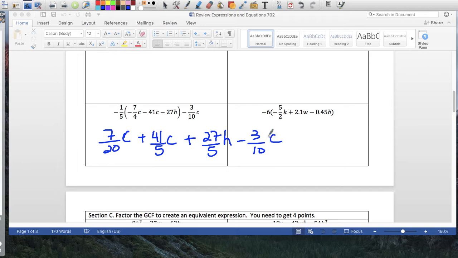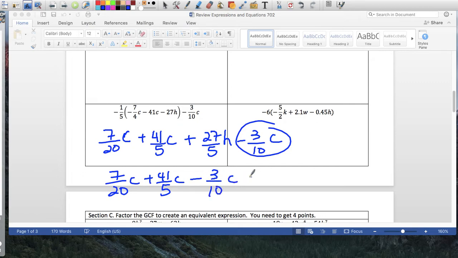So do I have any like terms? I do. Okay, so let's do this. 7/20c plus 41 over 5c. I'm going to move this guy, 3 over 10c, to the third place and push the plus 27 over 5h all the way to the back. So now I can combine these three guys, right? These three guys I can combine. So if you look at the LCM, the LCM obviously is going to be 20, right?